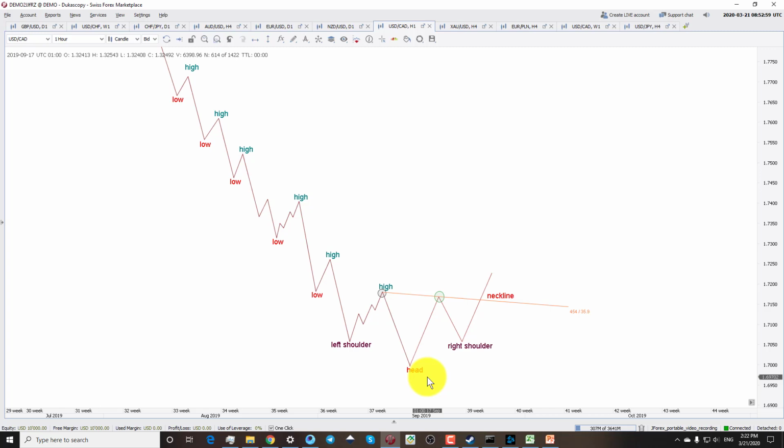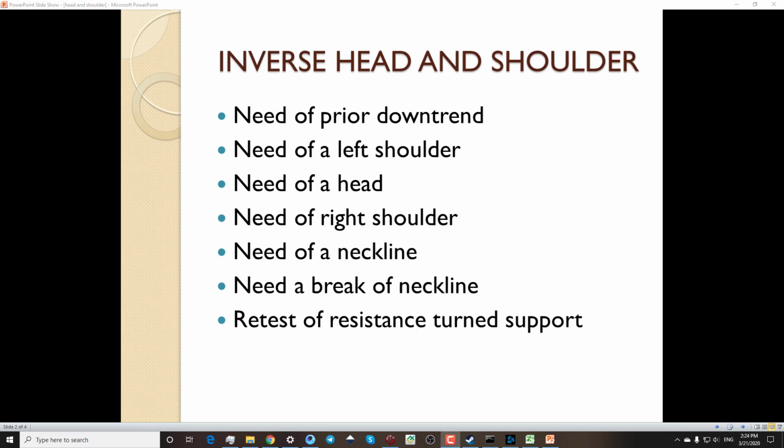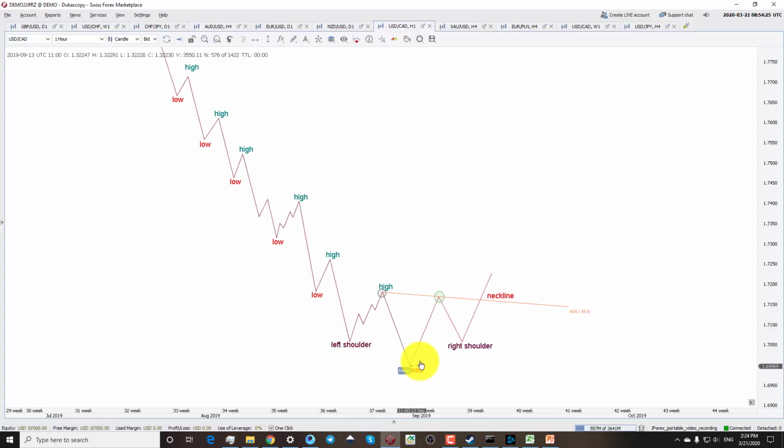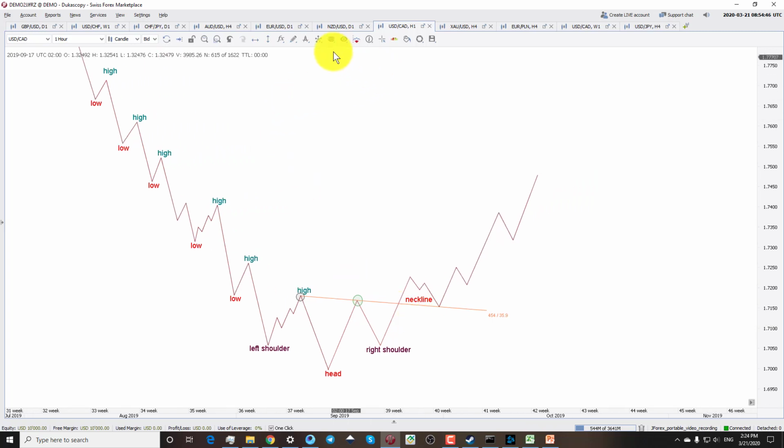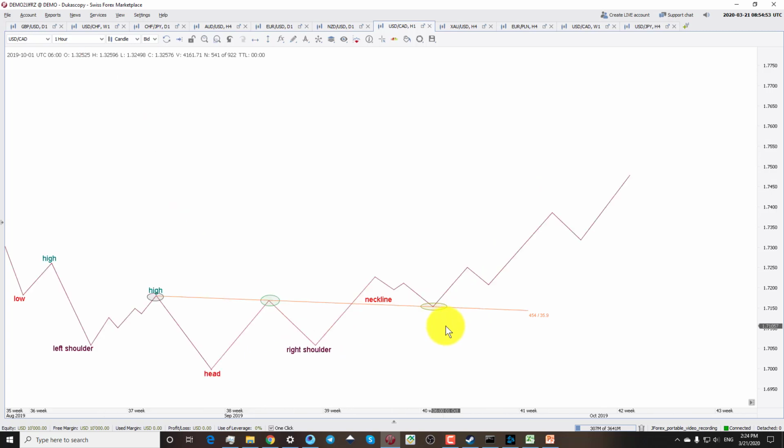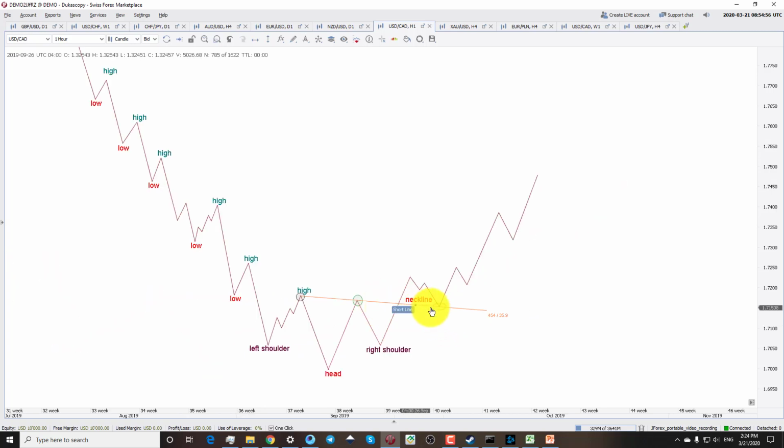But when do we enter the trade? Well, for us to enter the trade, we need the retest of resistance turned into support. We need to check whether the resistance had turned into support or not. So from here we need to wait for the price to go back and test this previous resistance and check whether it gets rejected from here to the upside and an uptrend is started or not. So in this case, we will be entering the market at the retest if and only if there is a rejection of the market from this neckline.